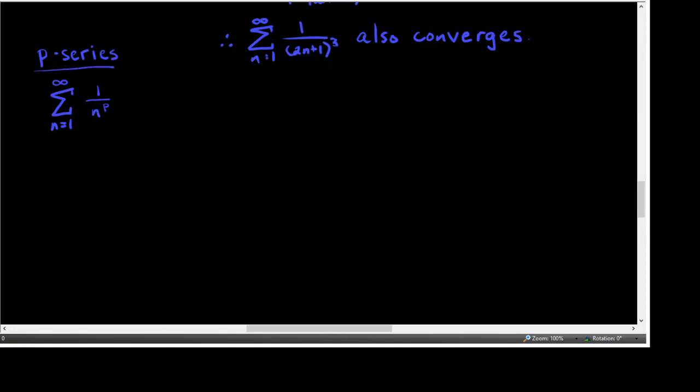And what that means, of course, is that when you put 1 in for n, you get 1 over 1 to the p, plus when you put 2 in for n, you get 1 over 2 to the p, plus 1 over 3 to the p, etc. So if you have a p-series, it has to look like this. It has to be 1 over n to the constant.